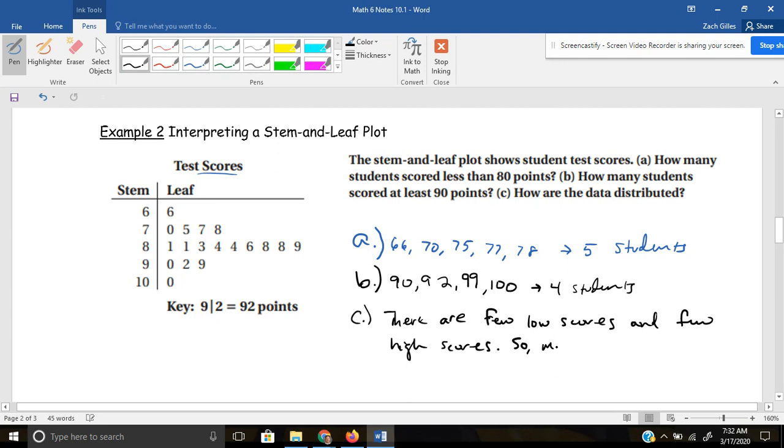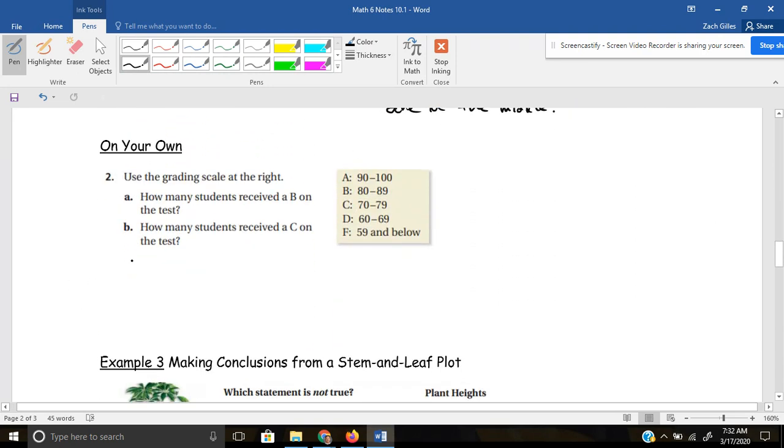So most of the scores are in the middle. And you can tell that pretty easily by just taking a quick glimpse at the stem and leaf plot there. All right. Try another on your own. Please pause now to answer letter A and B.